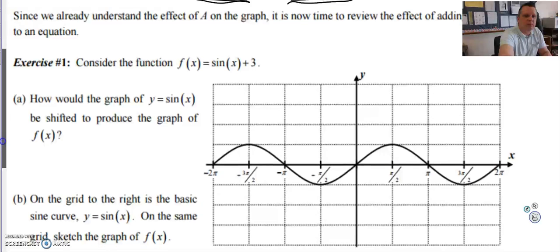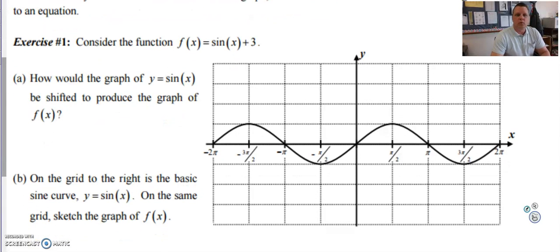So our c term, which consider the function f of x equals sine x plus 3. We've already graphed y equals sine x, and it should be on your note packet. When we have a c term, this positive 3, we have seen it with parabolas, we've seen it with absolute value. What it does is it shifts the graph up 3 because it changes the y-axis.